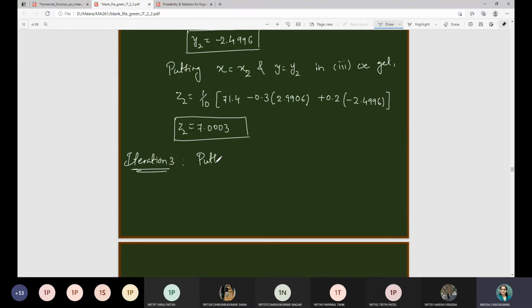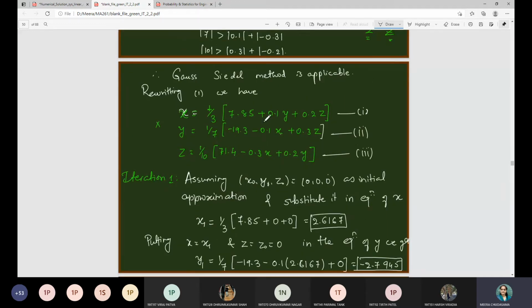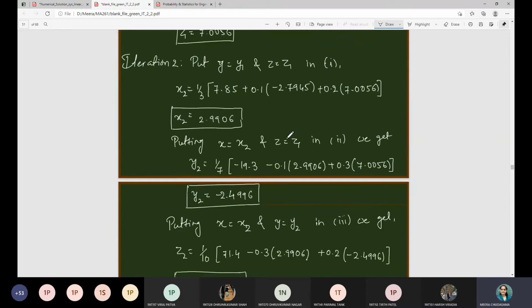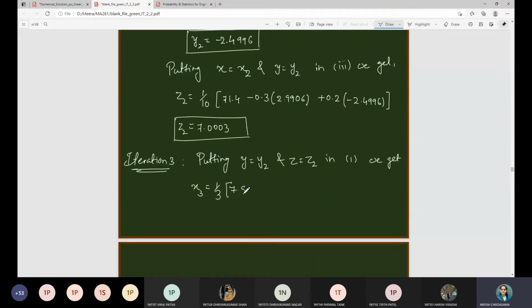So iteration 3 के लिए we have to consider putting y is equal to y2 and z is equal to z2 in 1. We get, so newly approximated expression, we will denote it with x3 and it will be 1 upon 3, 7.85 plus 0.1 into y2, that is minus 2.4996 plus 0.2 into 7.0003.